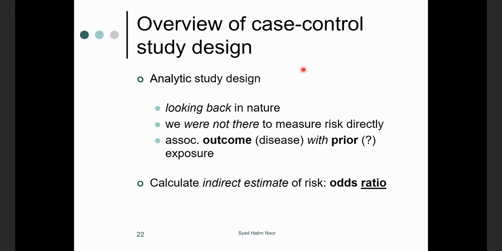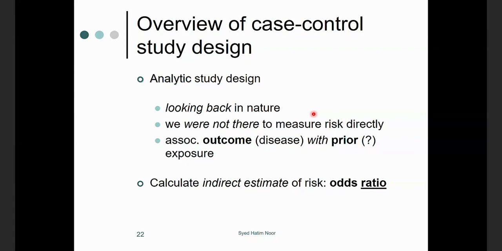Okay, so case control. Case control is looking back in nature, similar to retrospective, because in case control the disease has already happened. So you cannot measure the risk directly, you cannot measure disease directly. That means you cannot take incidence, and you also cannot measure the relative risk.